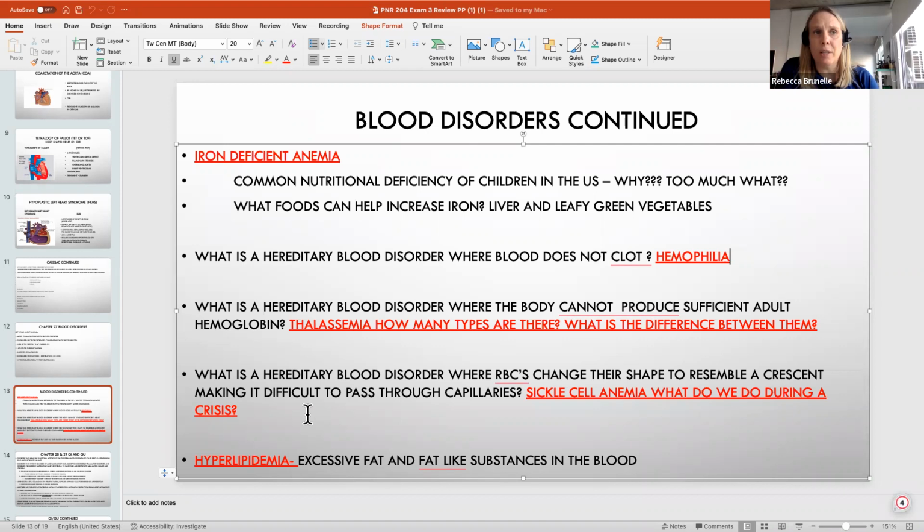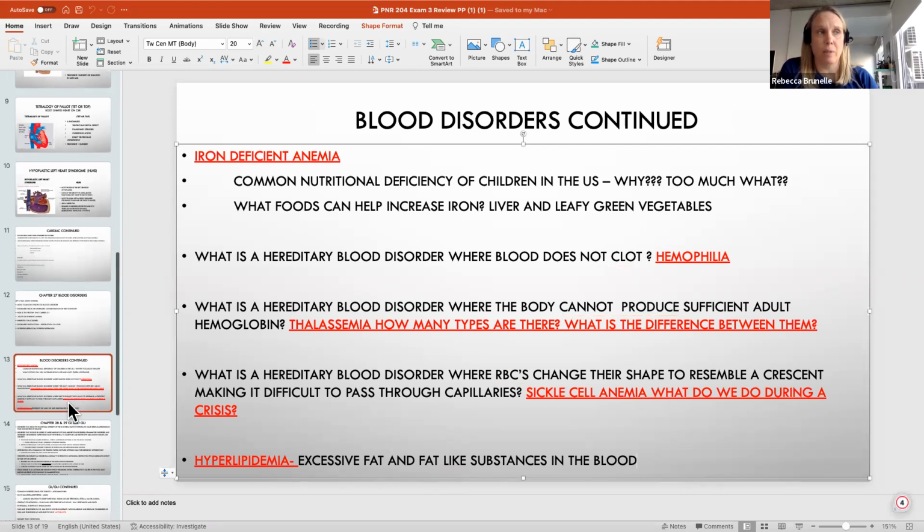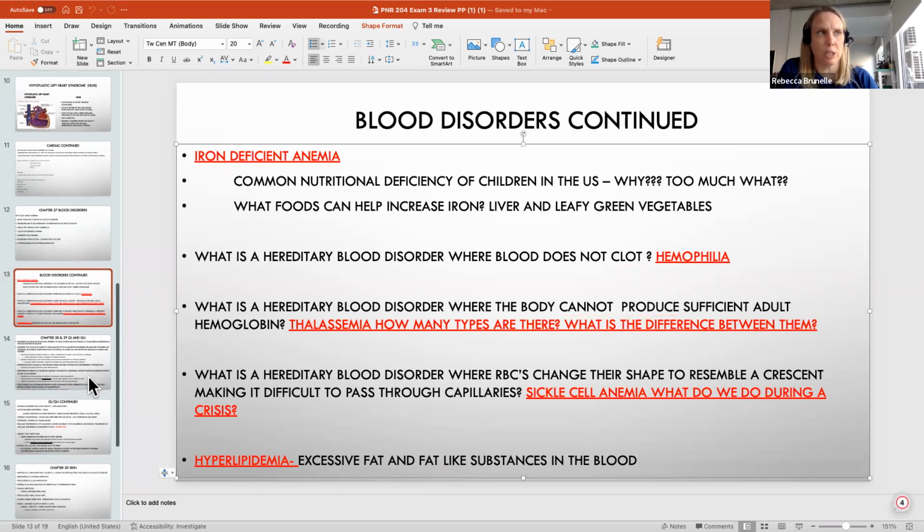And then the hereditary disorder where the red blood cells are misshapen, that's your sickle cell anemia. They're in the sickle shape, not the normal round shape. And then hyperlipidemia is excessive fat-like substances in the blood. Hyperlipidemia then causes atherosclerosis and plaque buildup. So in kids, we start with diet and exercise modification, but it is good to be screening kids for hyperlipidemia, especially if they're a little overweight.